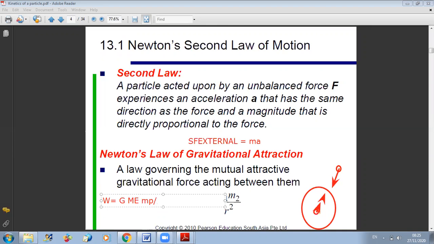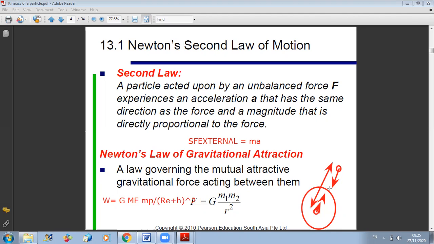So R, if you want to represent the radius of the Earth plus the altitude or height of the object. Okay? So here, if you look at this figure, for example, this is the total distance. R is the distance separating the centers. So it's from here to here.